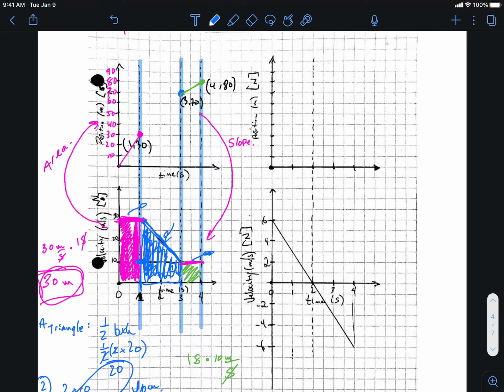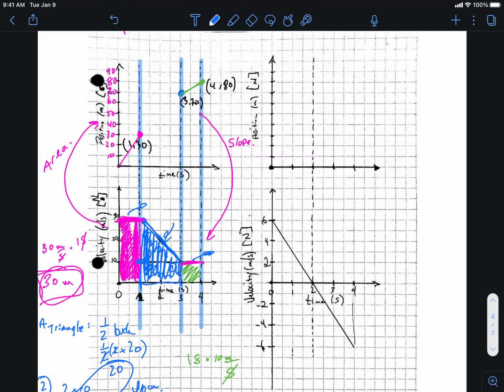That means one particular thing, and can somebody drop it in the chat? If the velocity is continually changing, what is that? Somebody mentioned it earlier in the chat already. If your velocity is always getting faster and faster, what do we call that? Acceleration. Or what if your velocity is slowing down? We call that deceleration.